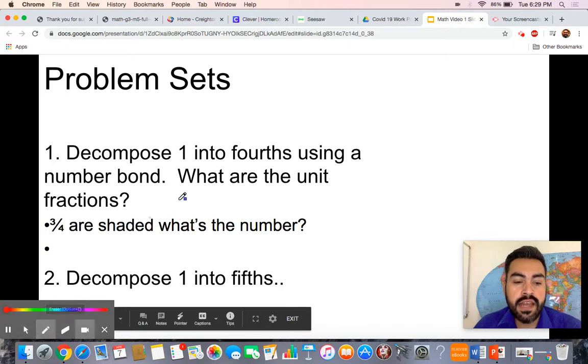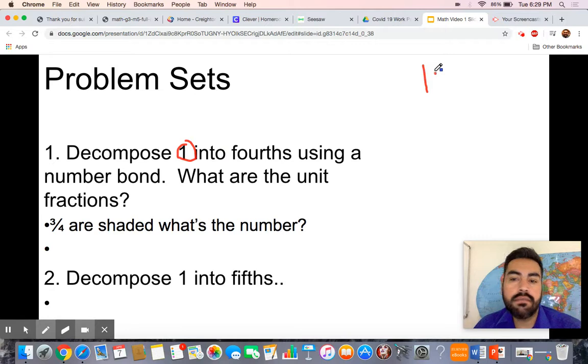One unit. That means I have 1 cookie. 1. So I have 1 apple. We're going to break it up into fourths using a number one. So if I have 1 apple and I want to break it into fourths, I'm going to break it up into 4 equal parts.